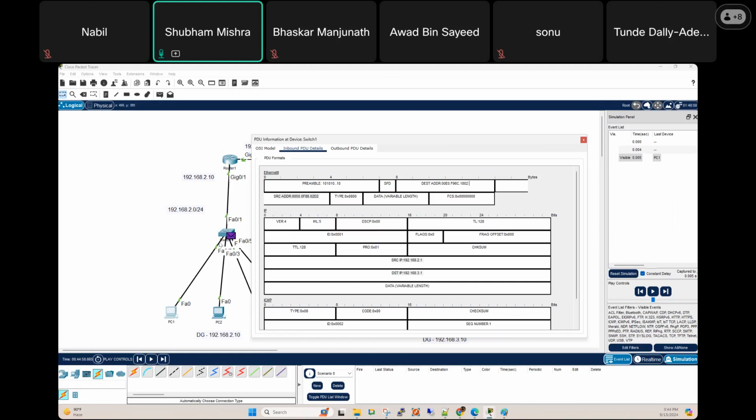When this packet reaches here, what does the switch check? The switch checks the destination MAC address, and on the basis of that MAC the switch takes the forwarding decision. That's the reason in routing we always assign the IP address on the router. That's the reason the default gateway is this interface.